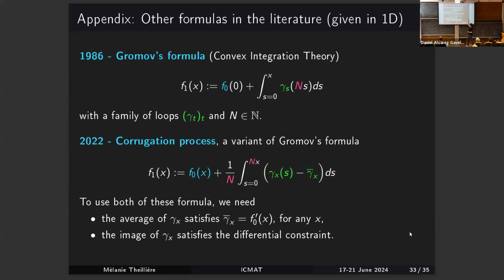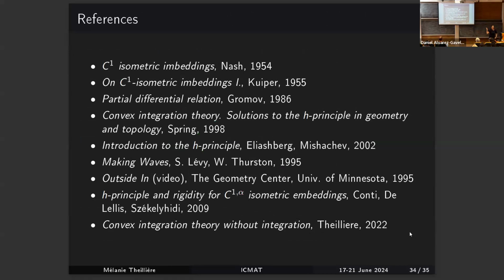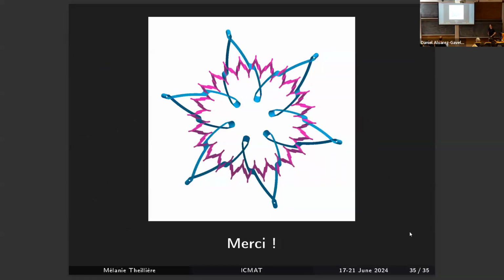And both formulas need a condition on the array of the loop family and a condition on the image of the loop family, and we could use convex integration theory. So depending on what you want to do, maybe one of these formulas could help you. No problem. I just put the references in my slides. If you're interested, attend them. And thank you.